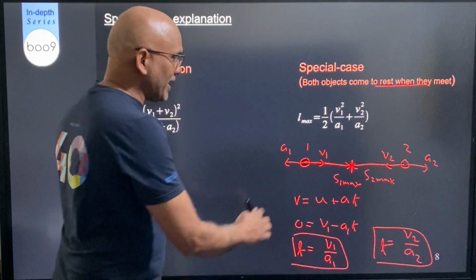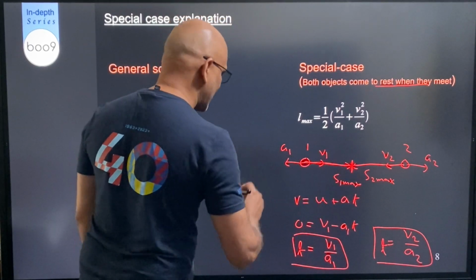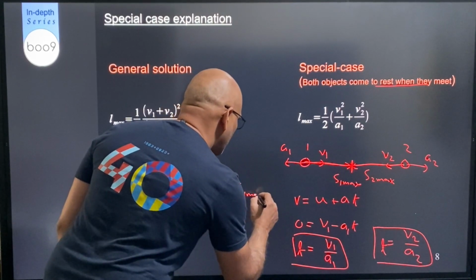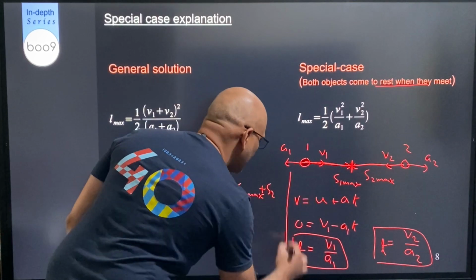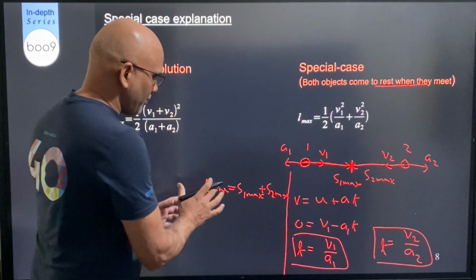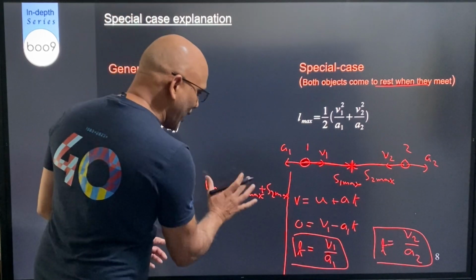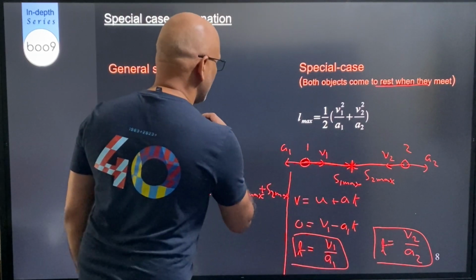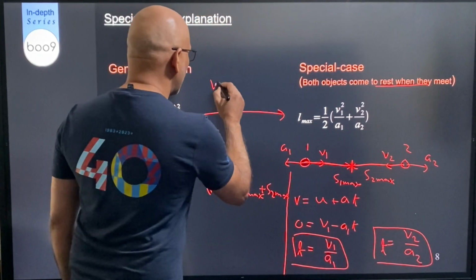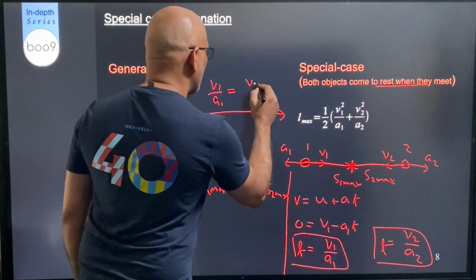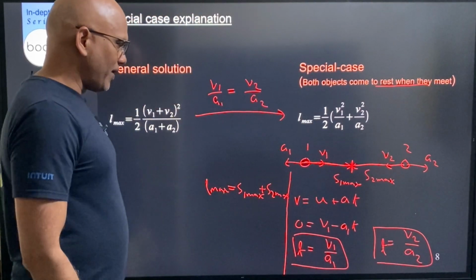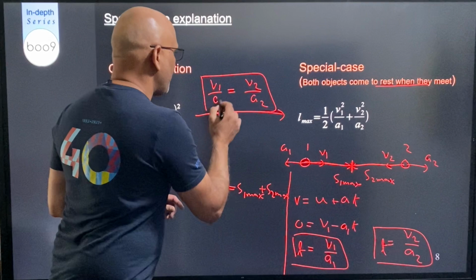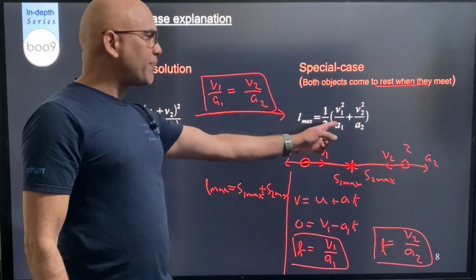So by assuming that L max is equal to S1 max plus S2 max, this is what I did earlier. By doing this, I'm inherently assuming that the time is the same. That means I'm inherently assuming that v1 by a1 is equal to v2 by a2, right? So this is the more general solution, and if you use this condition here, v1 by a1 is equal to v2 by a2, you should get back this expression.